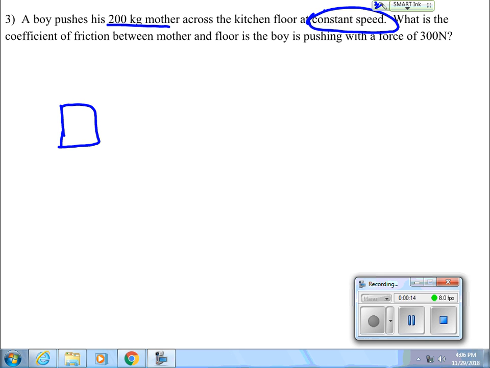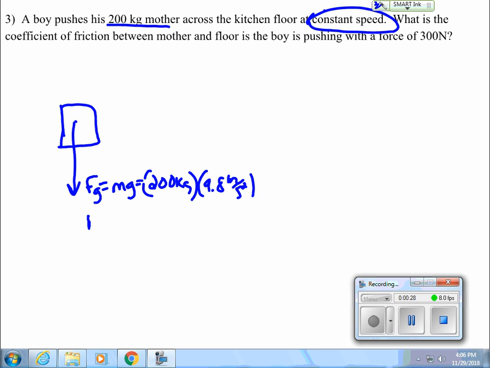Okay, here's a representation of a mother whose mass is 200 kilograms. Hefty woman. Okay, force of gravity equals mass times gravity. 200 kilograms times 9.8 meters per second squared. Here's your Newton. Force of gravity equals 1,960 newtons.